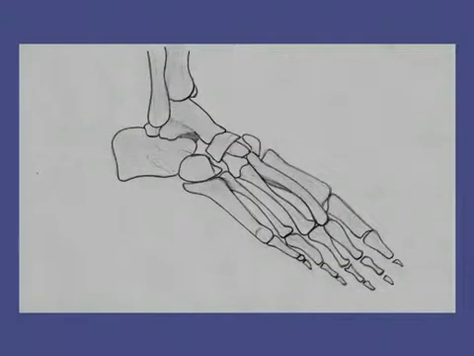Now, the height of the arch is maintained by different structures. The first and foremost is the plantar fascia. The second one is the intrinsic foot muscles. And the third one is the ligaments, especially the most important ligament, the spring ligament, and other joints, especially the stability of the bones and joints. These are the structures which maintain the arches of the foot.